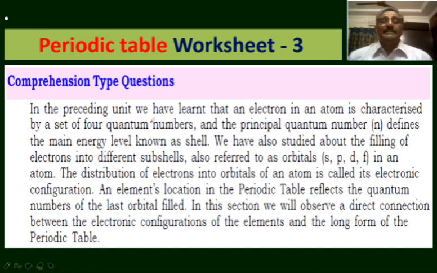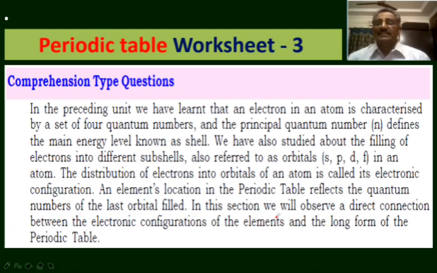In the preceding unit, we have learned that an electron in an atom is characterized by a set of 4 quantum numbers, and the principal quantum number n defines the main energy level known as shell. We have also studied about the filling of electrons into different subshells, also referred as orbitals, that is s, p, d, f in an atom. The distribution of electrons into orbitals of an atom is called its electronic configuration. An element's location in the periodic table reflects the quantum numbers of the last orbital filled.